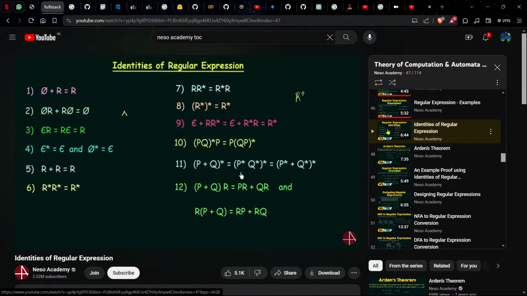It says that (P plus Q)* is equal to (P* concatenation Q*)*, and it is also equal to (P* union Q*)*. Okay, and then the last one says (P plus Q) concatenation R is equal to PR plus QR.